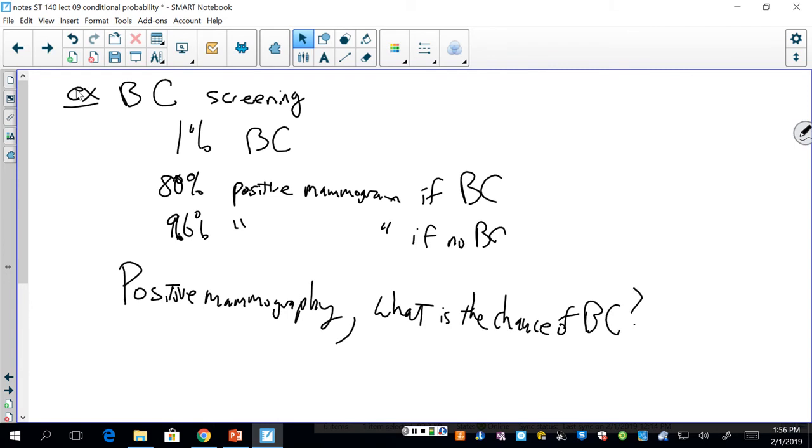So in this course, you can write things in words as you see fit, or you can use symbols. You can make up your own symbols. You don't always have to use A and B and C. You can use things like BC for breast cancer, C for cancer, and not C for no cancer. Or you can just use C with a line for no cancer. Whatever is easy to keep track of things and communicate things.